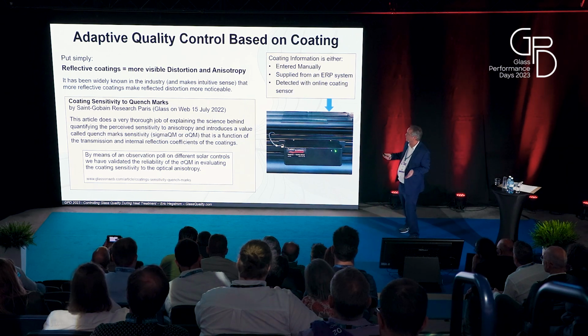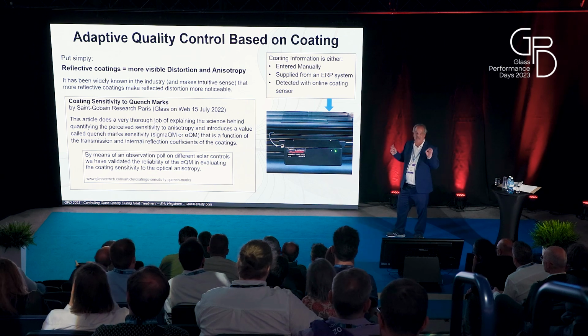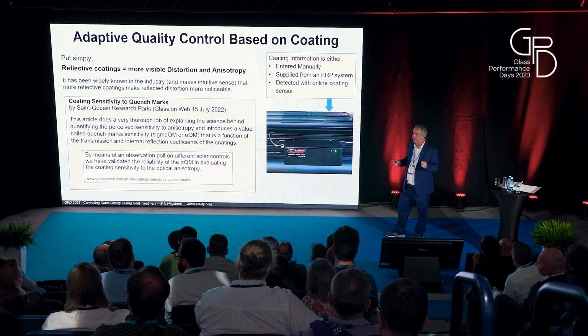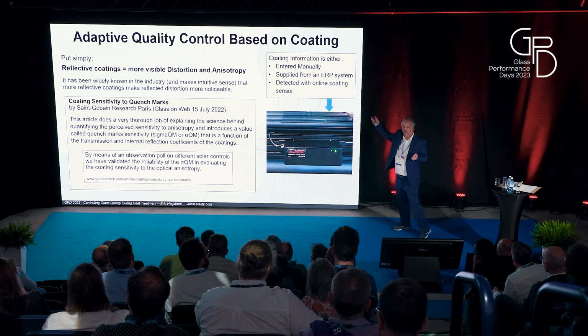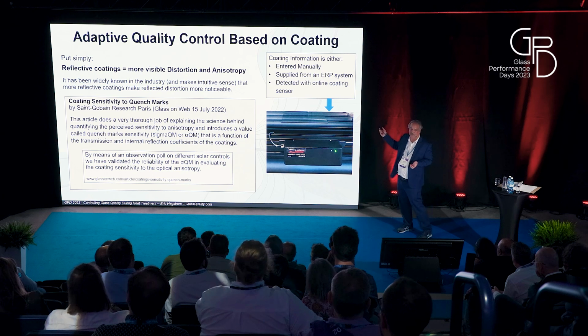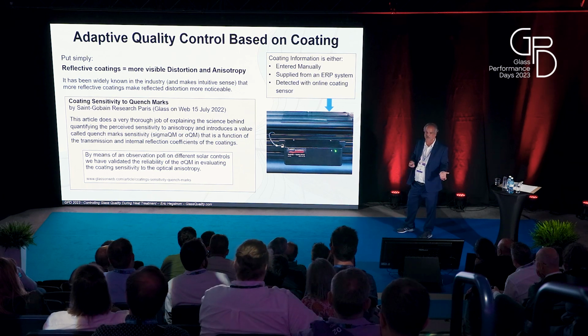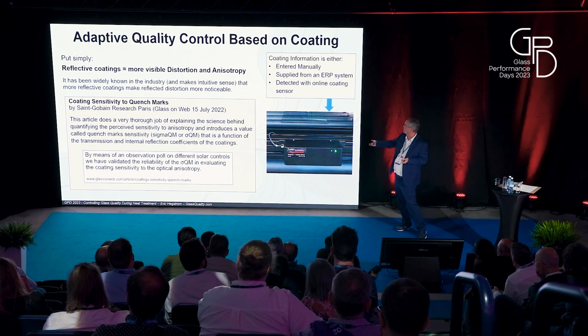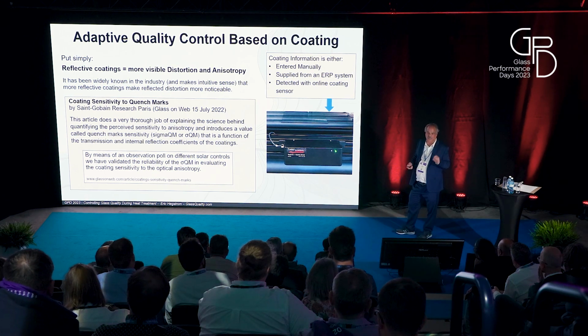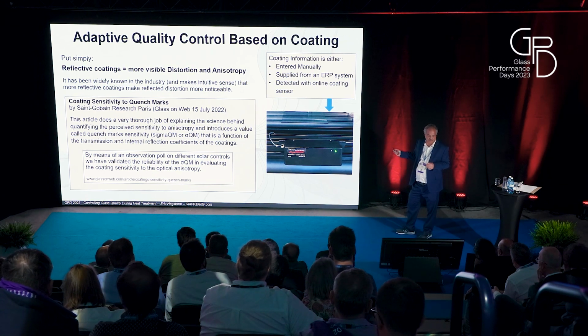But what it comes down to is you're going to want to actively adjust quality threshold based on the coating and the thickness of the part. And the only way you're going to do that is either enter it manually, count on the operator to actually enter those values, supply it from an ERP system, hope that no parts are lost along the way, or have an online sensor, such as a sensor we make, that will identify the coating and the thickness and make an automatic adjustment to the quality.